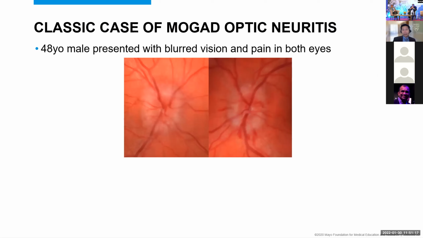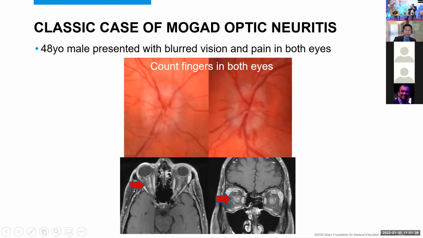This is a 48-year-old male who presented with blurred vision and pain in both eyes. He actually presented about 6 years ago before we actually had the MOG antibody. So at the time, this was a more unusual diagnosis, but he came to the ED, he was count fingers in both eyes with this profound bilateral disc edema with some peripapillary hemorrhages.